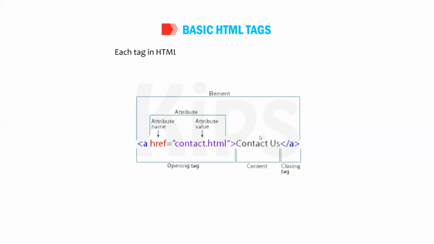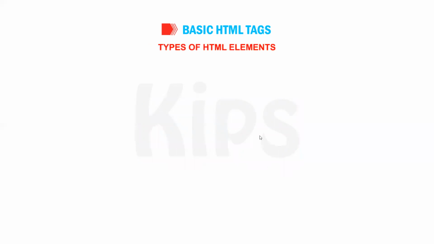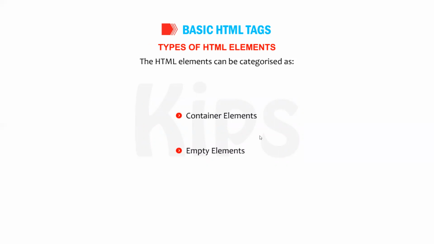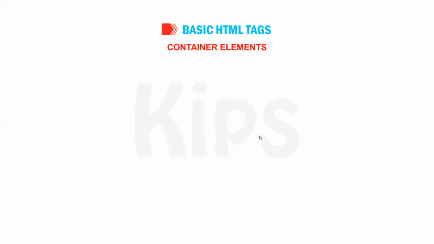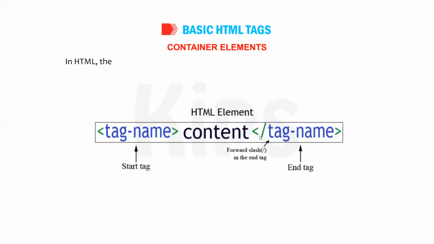Each tag in HTML follows specific rules known as syntax. These tags are not case sensitive. Tags are also known as elements. Types of HTML elements. The HTML elements can be categorized as container elements, empty elements. Container elements. In HTML, the tags that include both on and off tags are called container elements.